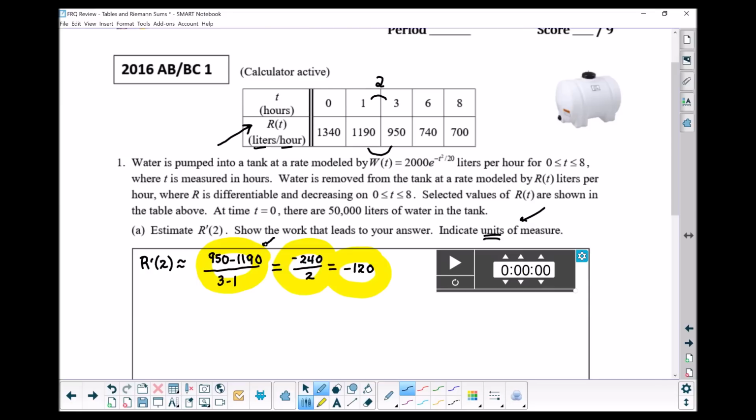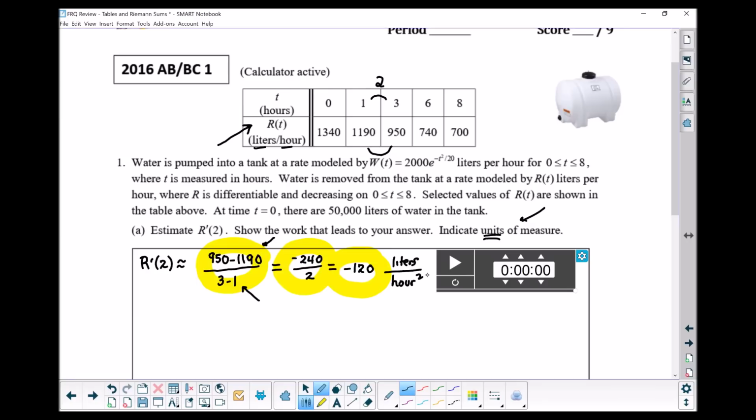That was a pair of R values that were subtracted, so I'm still dealing with liters per hour. But if I'm dividing by another factor of time, hours, that would make my new label liters per hour squared. And it is also perfectly acceptable to say liters per hour per hour.